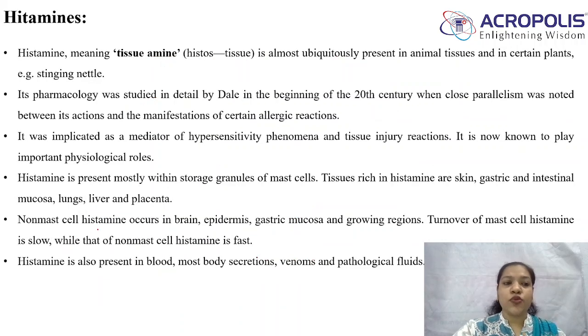So, let us start with histamine. Again, if we break down the word histamine, it is made up of two parts, histos and amine. Histos is tissue. That's why histamine means tissue amine. So, they are mainly present in specific animal tissues inside our body. Histamine was studied in detail by Dale in the 20th century.